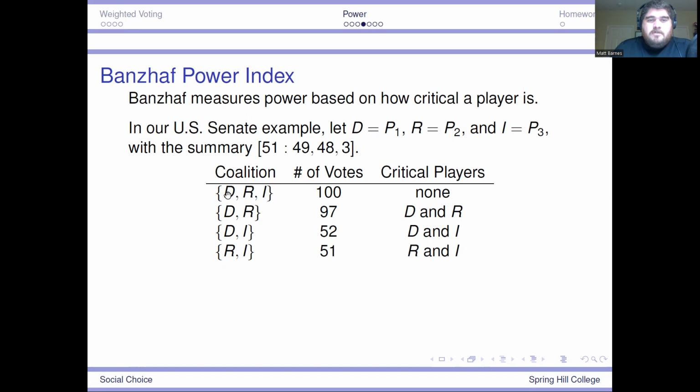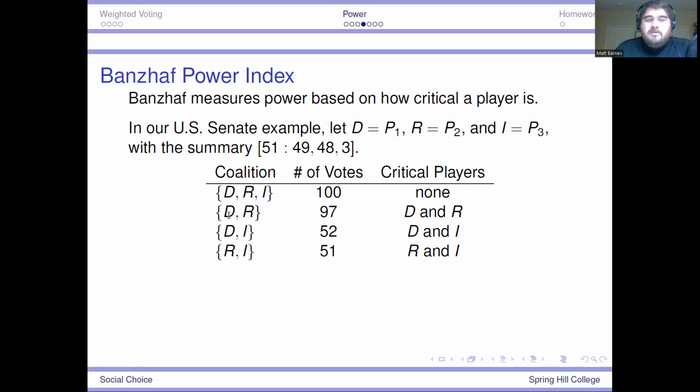Well, there's no critical players in this first one, right? Because if the Democrats leave, the Republicans and independents can still pass. Okay. If the Republicans leave, the Democrats and independents can still pass. And if the independents leave, the Democrats and Republicans still pass. So if one party leaves this coalition, it's actually not going to affect the outcome. The motion is still going to pass.